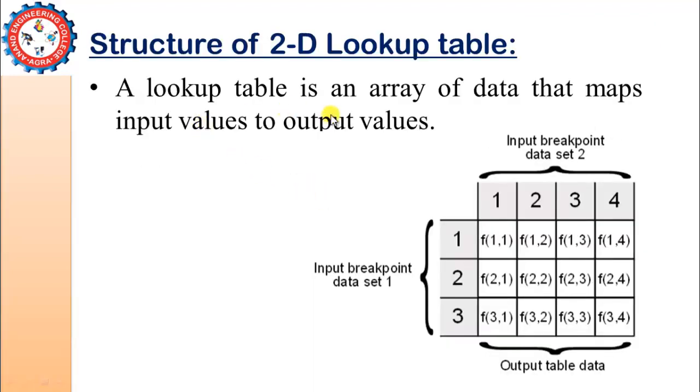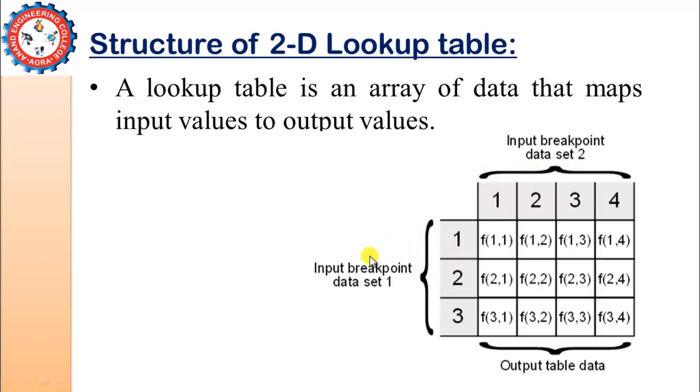As you know, a lookup table is an array of data that maps input values to output values. In the case of a one-dimensional lookup table, the output is a function of one variable. When we talk about the 2D lookup table, the output is a function of two input variables. So in a 2D lookup table, we have to provide two sets of breakpoints, one for rows and the other for columns.